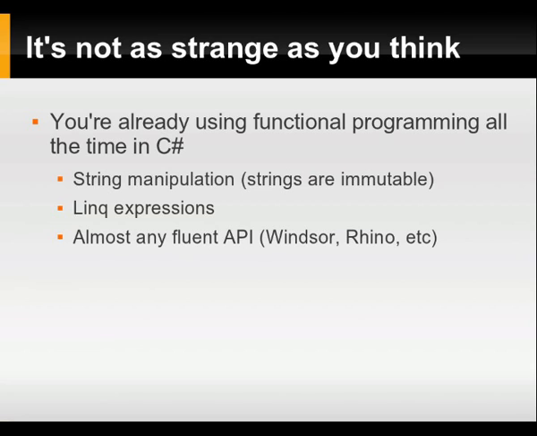I don't know if you've noticed, but each time you chain together your link expressions, you get a new query out of the other end. You don't change the query from the stage before. And pretty much anything with a fluent API, that's basically the easiest way of showing a functional interface in C#. So anything like Rhino or Windsor, just because it's fluent doesn't necessarily mean it's functional, but there's a good chance that if someone's bothered to write a fluent API, it's probably functional.